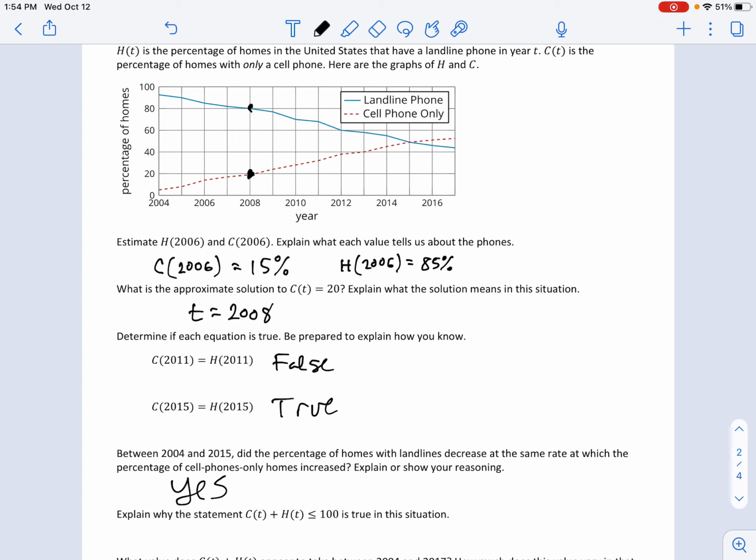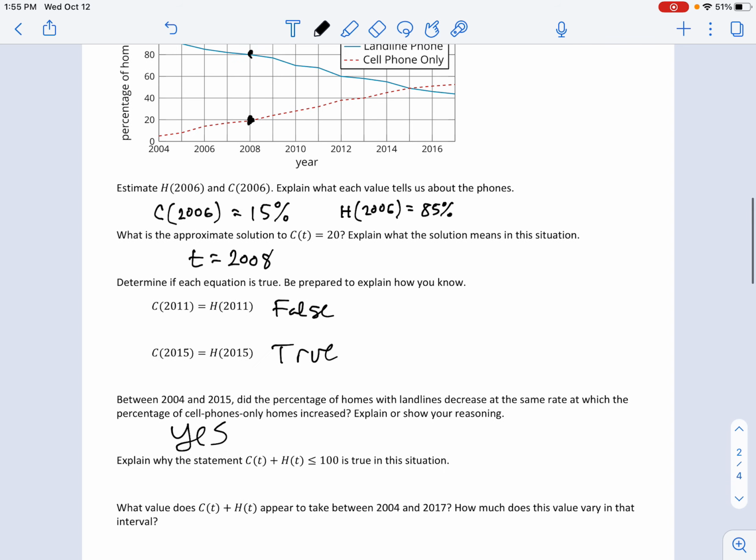Okay, and so if we wanted to explain why the statement C of t plus H of t is less than or equal to 100 is true in this situation, we could simply say that percent is always out of 100. And so it's always out of 100, but then sometimes it might be less than 100 because some homes may not have a phone at all, okay?